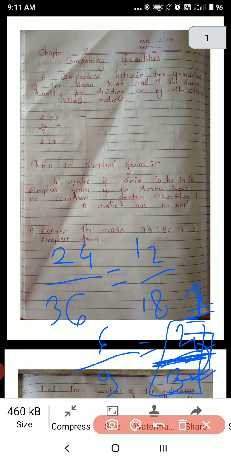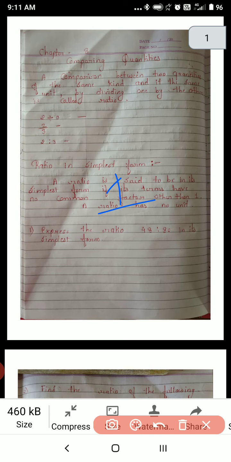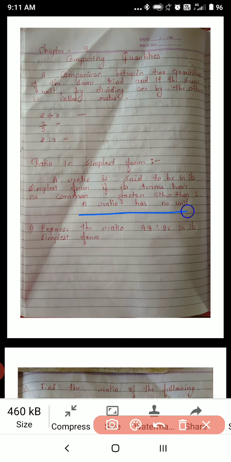So when we talk about the simplest form, it means the numbers have only one common factor, that is 1. And one more thing, the ratio doesn't have a unit. Ratio is a unitless quantity. It is important for MCQs. A ratio has no unit.